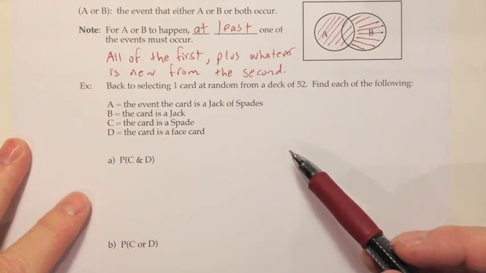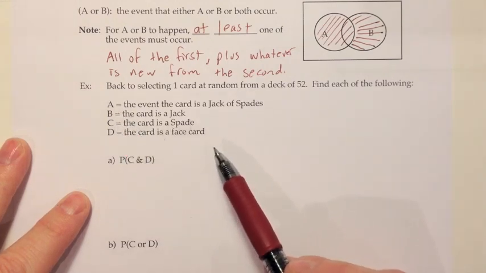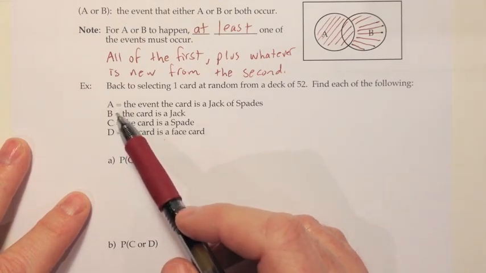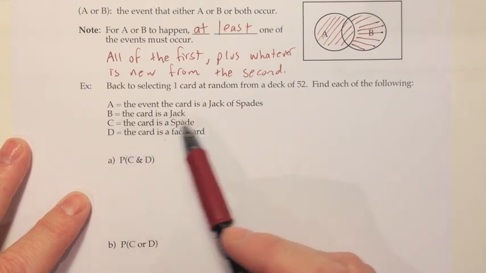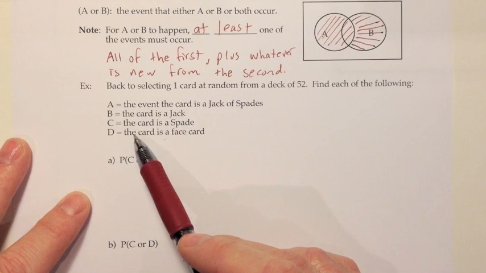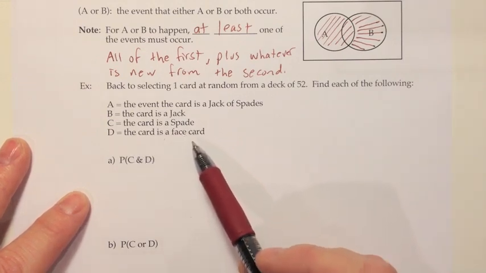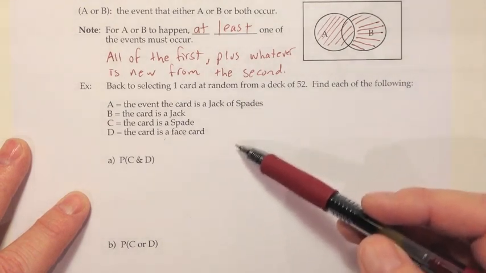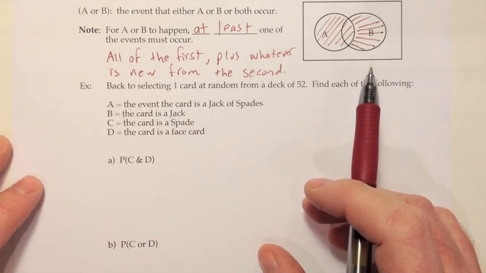So sometimes when you're working with probability, you do want to go ahead and define some events in terms of words. And so they've done that here, defined 4 events, A, B, C, and D. A is the event the card is the jack of spades. B is that the card is a jack. C is that the card is a spade, and D is the card is a face card. If you play cards, you're probably familiar with all those ideas. If not, I'll be explaining them as we work through this problem.